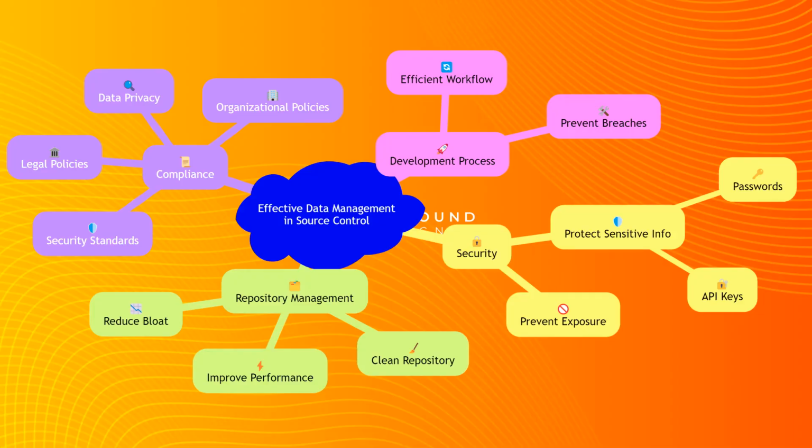Effective data management in source control is essential for several reasons. Firstly, it ensures that sensitive information, such as passwords and API keys, is not exposed. Secondly, it helps in maintaining a clean and efficient repository by removing unnecessary files that can bloat the repository size. Lastly, it aids in compliance with legal and organizational policies regarding data privacy and security. Proper data management practices can prevent potential security breaches and improve the overall performance of the development process.